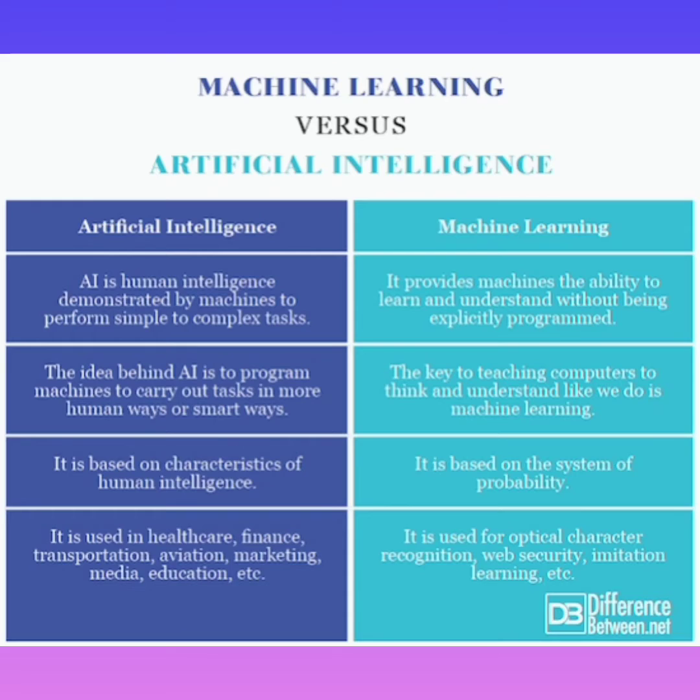Artificial intelligence is based on characteristics of human intelligence. Machine learning is based on the system of probability. Artificial intelligence is used in healthcare, finance, transportation, aviation, marketing, media, education, etc. Machine learning is used for optical character recognition, web security, imitation learning, etc.